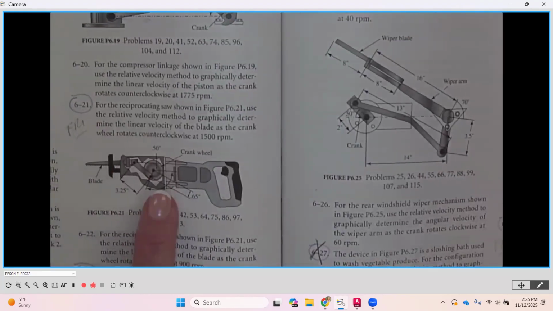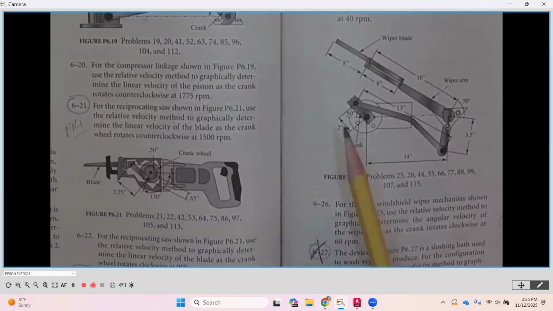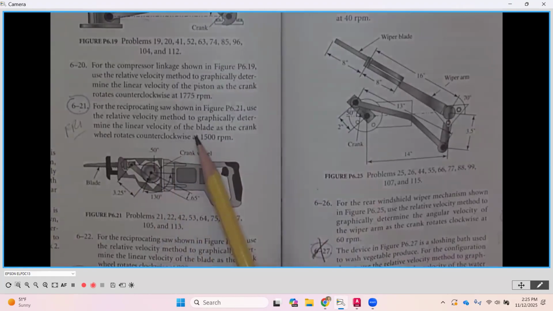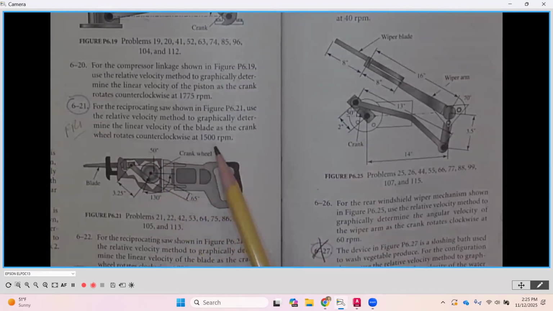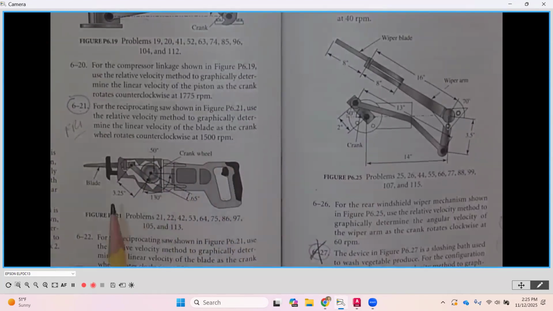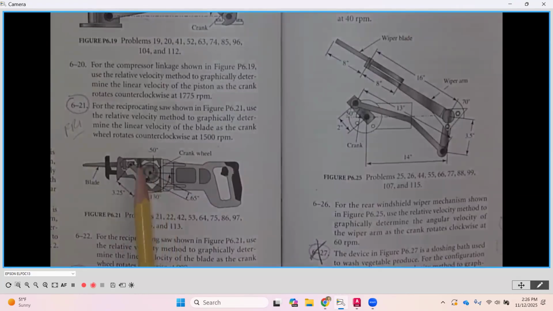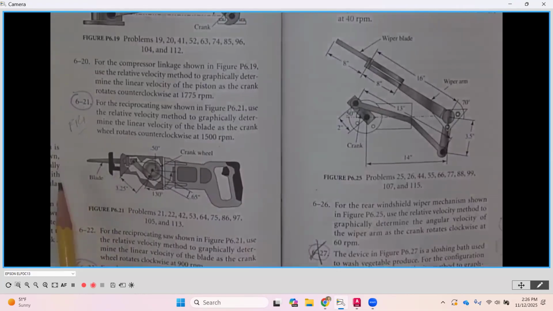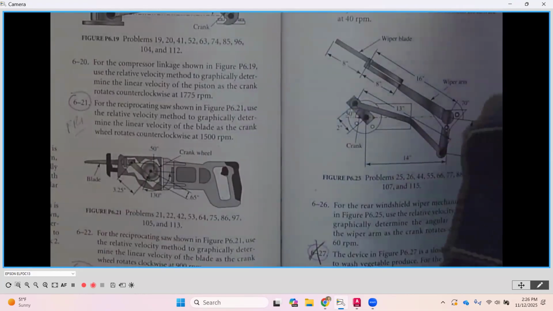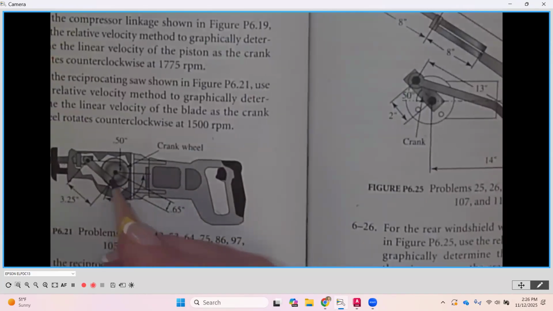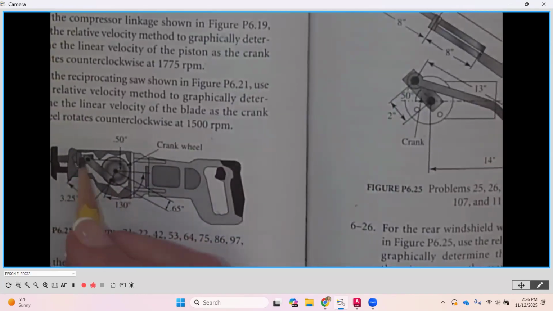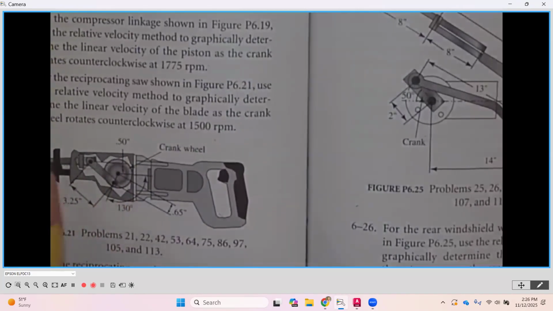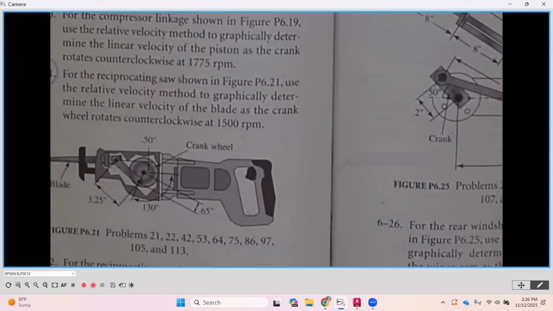It says for the reciprocating saw, use the relative velocity method to graphically determine the linear velocity of the blade as the crank wheel rotates counterclockwise at 1500 RPMs. So you are going to represent this as a slider crank mechanism. Do not worry about the blade being further out. You're going to draw just a radius, the connecting rod, and just a slider right here. The slider is going to go back and forth horizontally. Don't worry about the blade sticking out further.